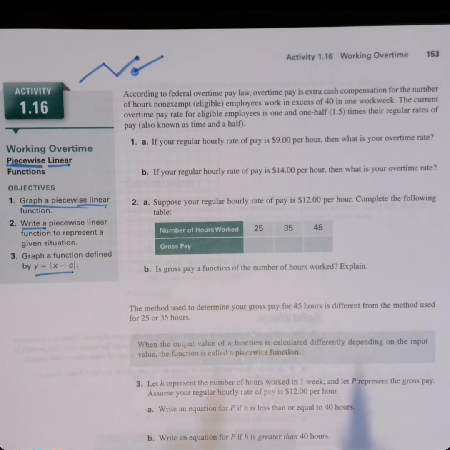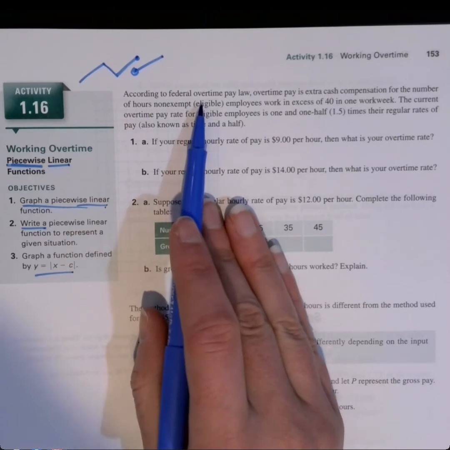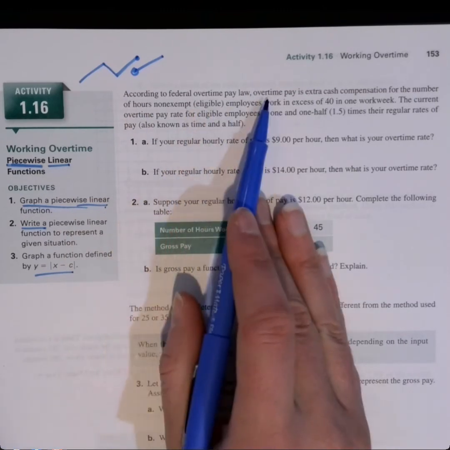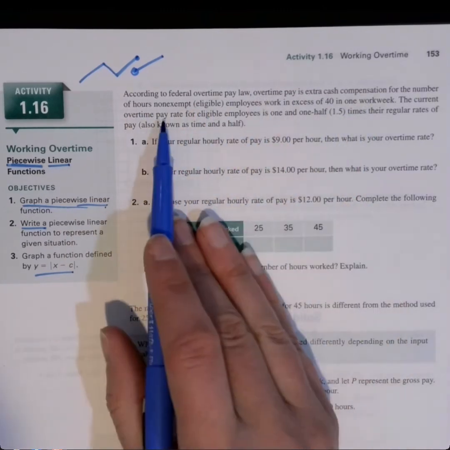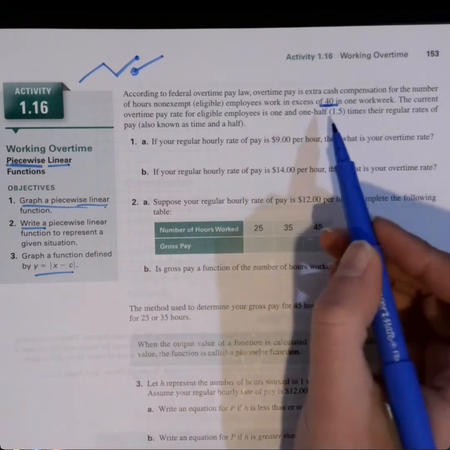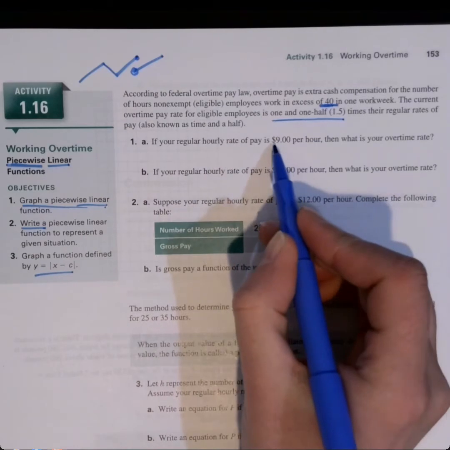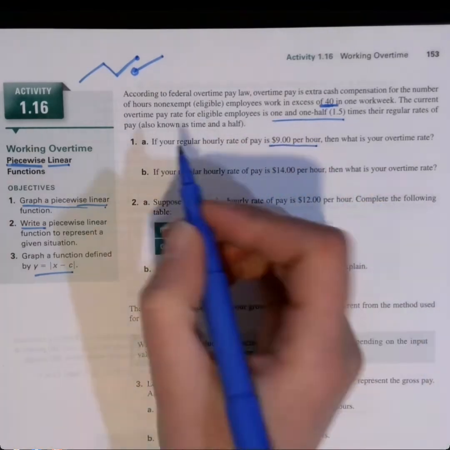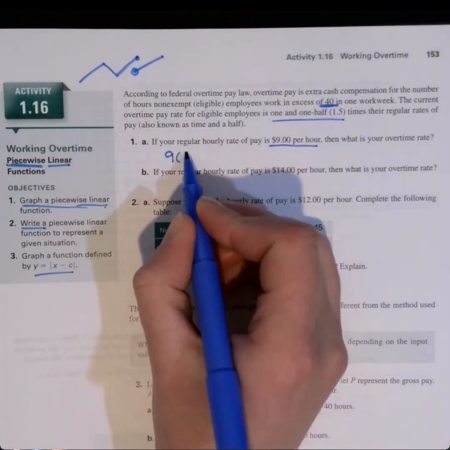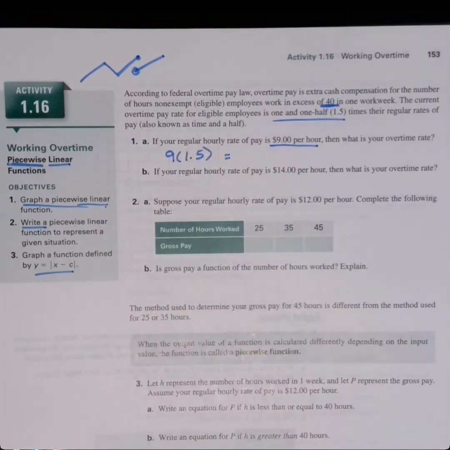In the first scenario, according to federal overtime pay law, your overtime pay is extra compensation above 40 hours per week, and we make 1.5 times the regular rate, pay and a half, for any hours worked in excess of 40 hours per week. So if we work a regular hourly rate of $9 per hour, what is your overtime rate? So $9 times 1.5 would give you $12.